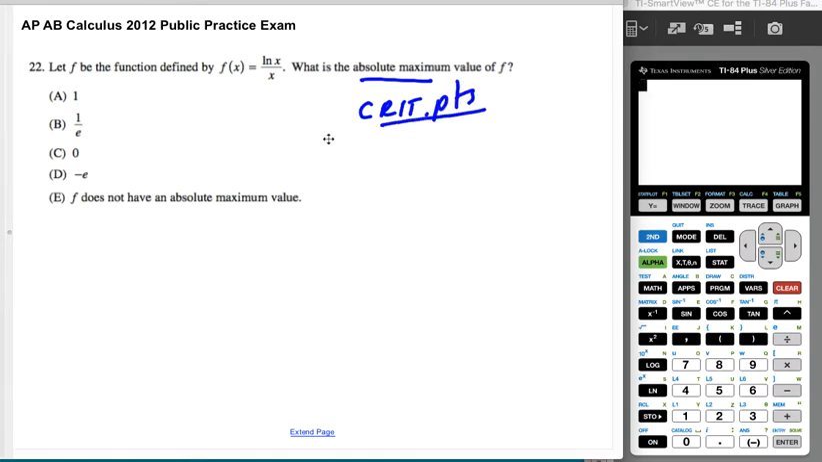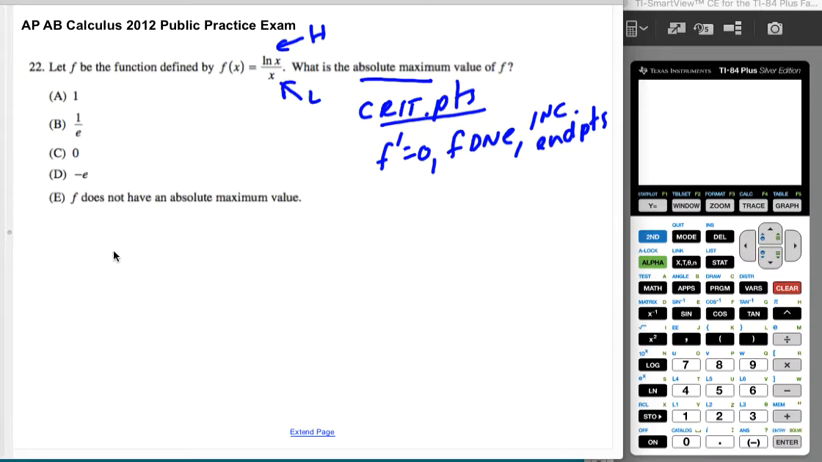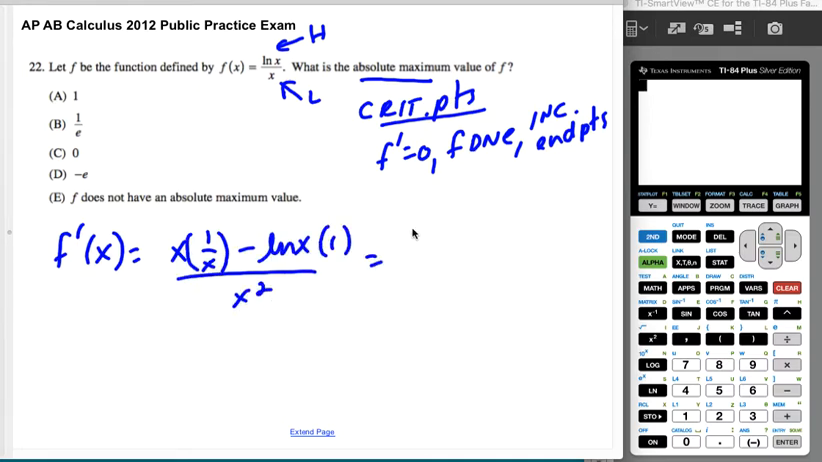So critical points are going to be where f prime is 0, f prime doesn't exist, or at included endpoints, any included endpoints. So let's start by finding f prime. I have a high function and I have a low function, so my f prime is going to be low d high minus high d low. Draw the line, square the low. So on the top, I'm going to get a 1 minus the natural log of x, and on the bottom, I'm going to get an x squared.